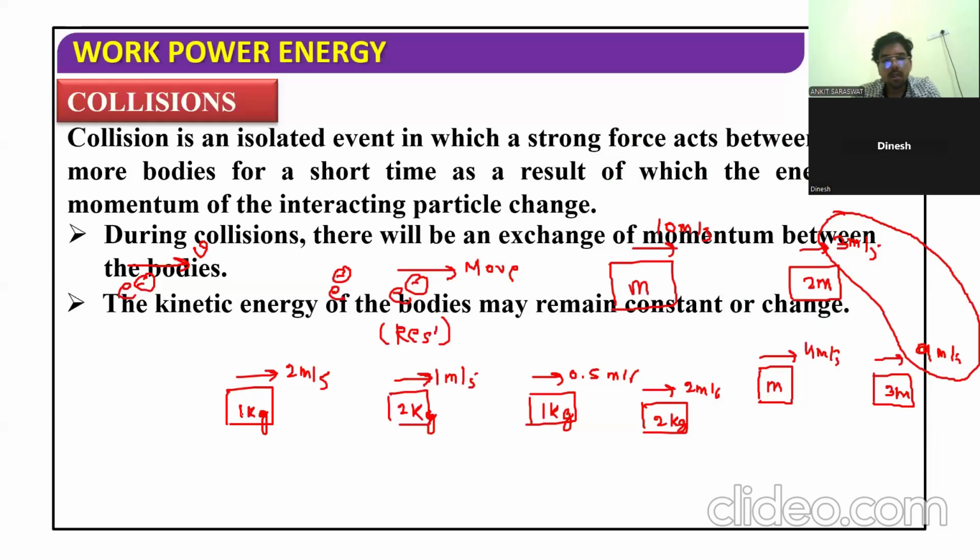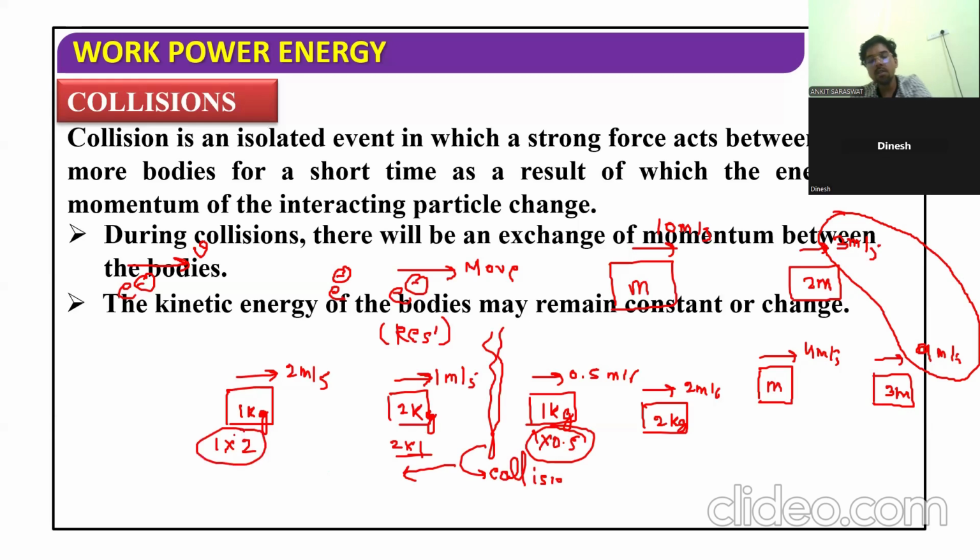Okay, so you can check. This is after collision takes place. Here, collision. Before collision, you can check its momentum is mass into velocity. Its momentum is 2 into 1. Here momentum is 1 into 0.5. Its momentum decreases because of collision.